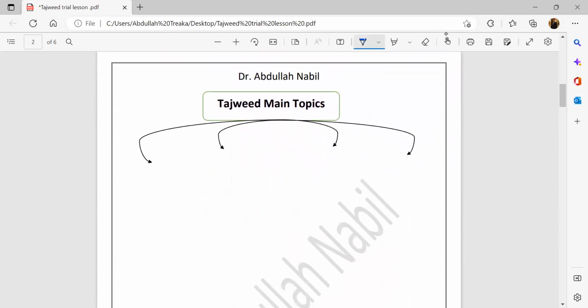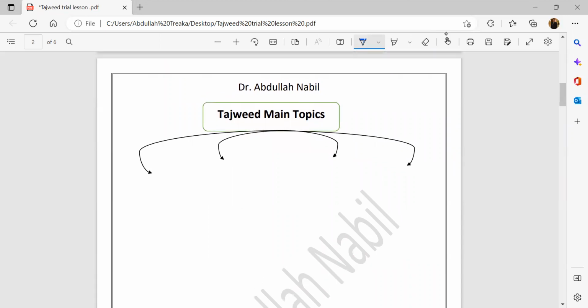After that, we have the main topics of Tajweed. The four main topics of Tajweed can be categorized as follows. The first one is أحكام النون الساكنة والتنوين.